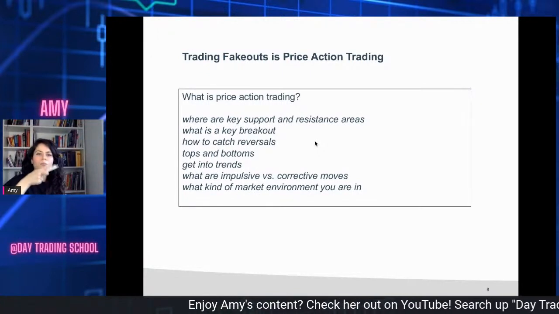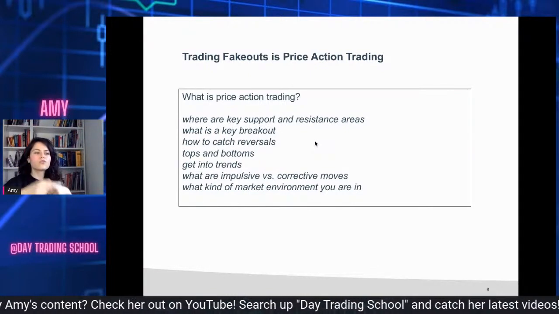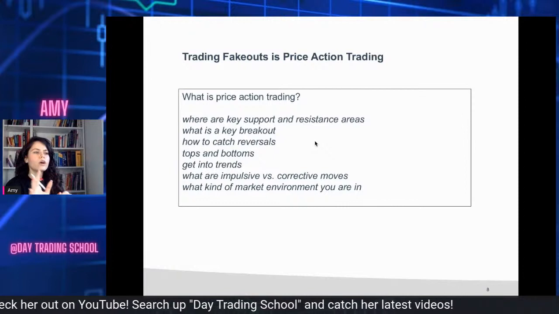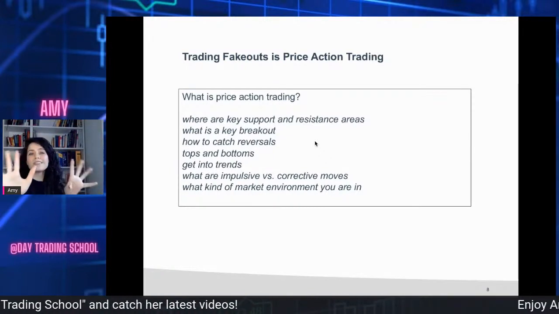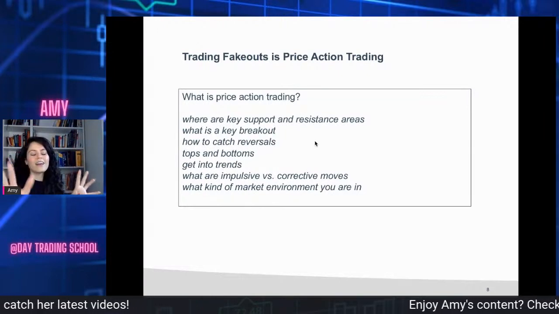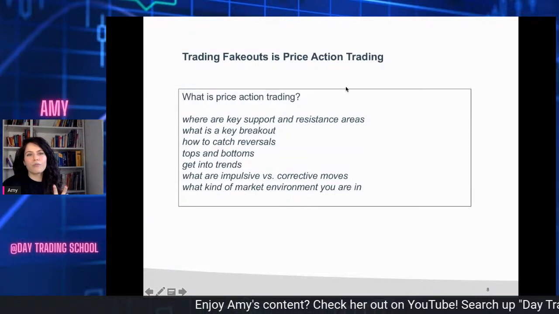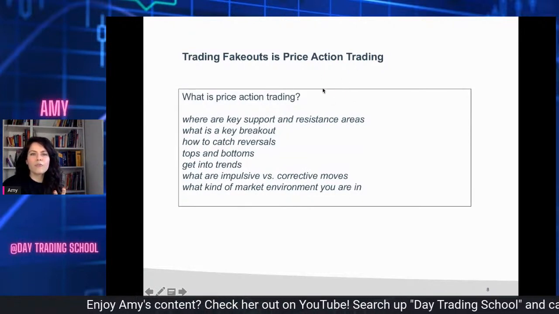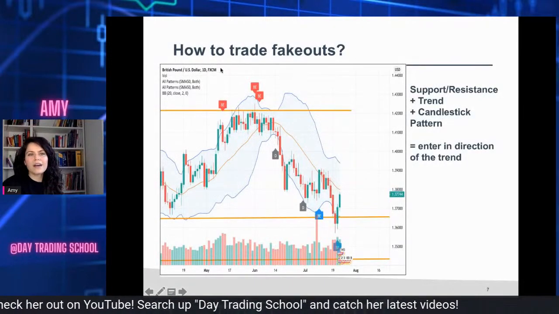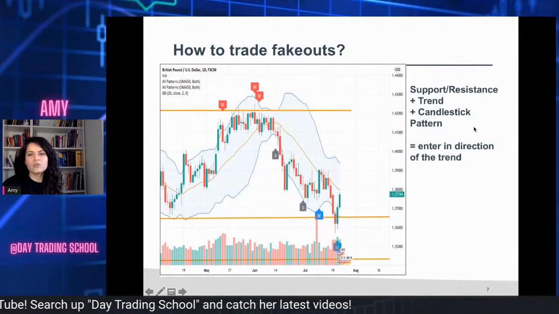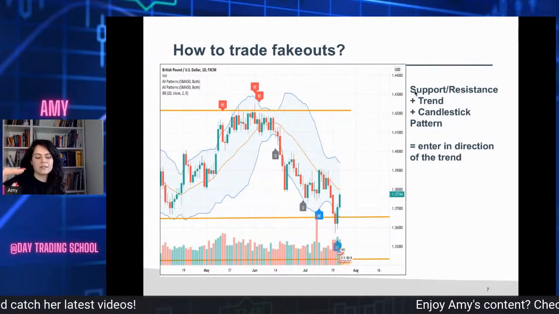You're looking for key support and resistance areas. You're looking for key breakouts. You're trying to catch reversals. You're looking for double bottoms, etc. This is how I use price action trading, and that might not be the exact definition of price action trading, but the overall idea of price action trading is actually, for example, right here, how to trade fake outs. Again, you try to focus on the overall idea of the market. This is very important.